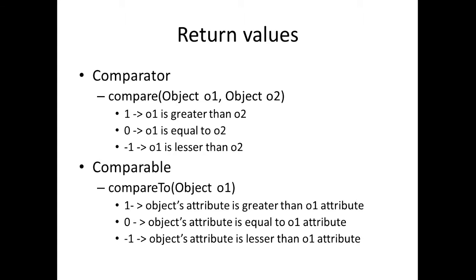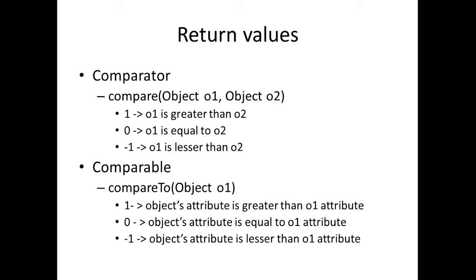Now I'm going to talk about the comparable interface. Also, as I said before, whenever you're implementing the comparable interface, you also have to implement the method compareTo, which takes in one parameter, one object. This method also has a return type of int and is going to return one of three values.